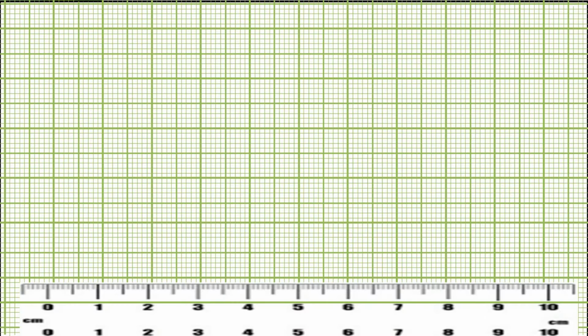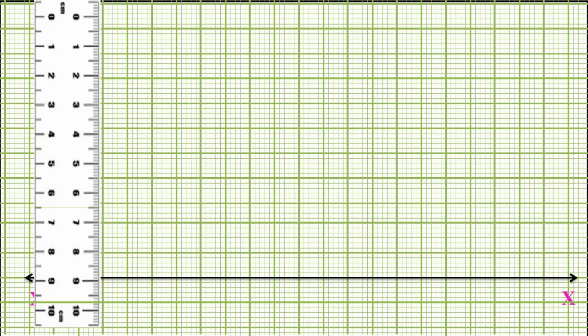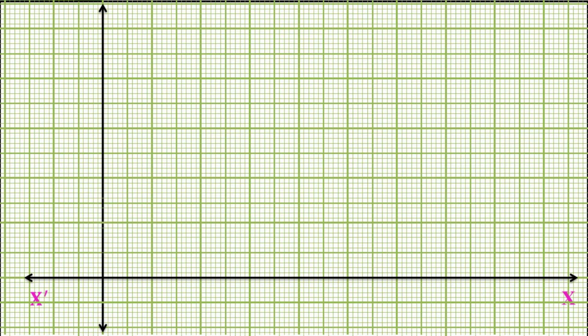First, we draw a horizontal line, that is the x-axis. Mark x and x dash. Now we draw a vertical line, that is the y-axis. Mark y and y dash. The place where they intersect is the origin. We mark that as O.